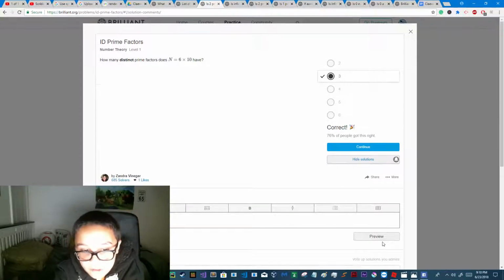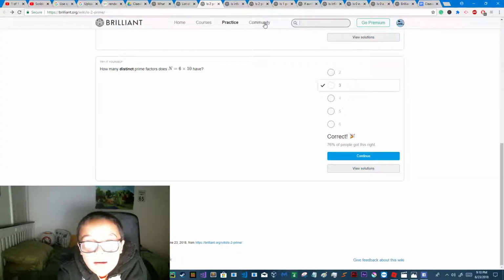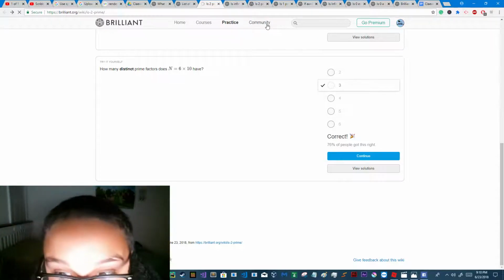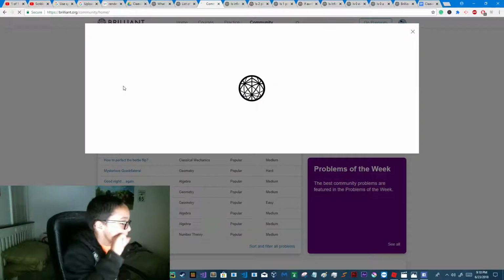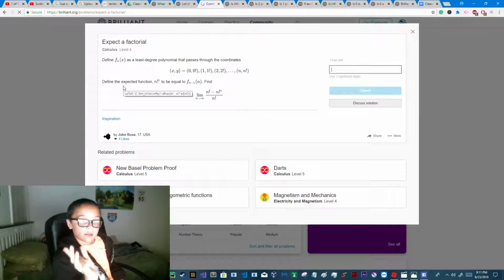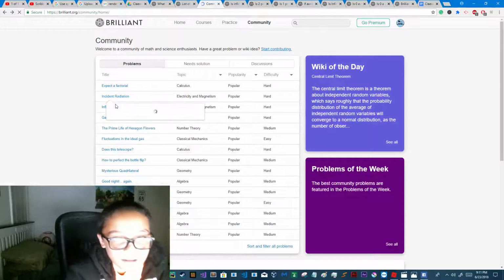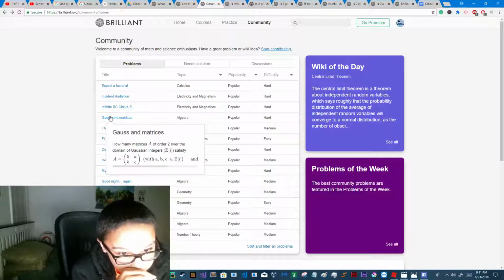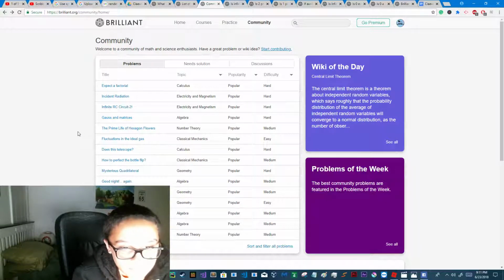Okay, what did this give me a new thing in? Okay, community. Maybe you should check some things on community. Expect a factorial. Let's see what this is. I said I know nothing about calculus, but this is something about calculus. Electricity and magnetism, Gauss and matrices. I cannot multiply Graham's number by anything. Also, no. The prime life of hexagon flowers. Does this telescope?